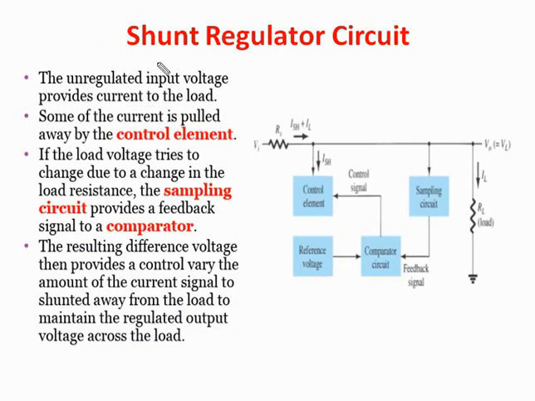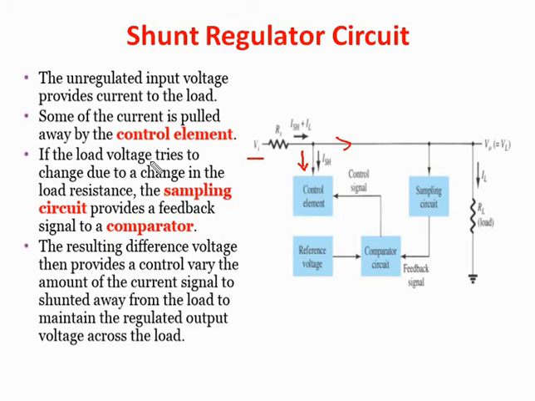Now the second one is the shunt regulator circuit. The unregulated input voltage provides current to the load. That means VI is the unregulated voltage source. Some of the current is pulled away by the control element. So that means some excess current will be diverted from this line to this line. So here we get the constant current.